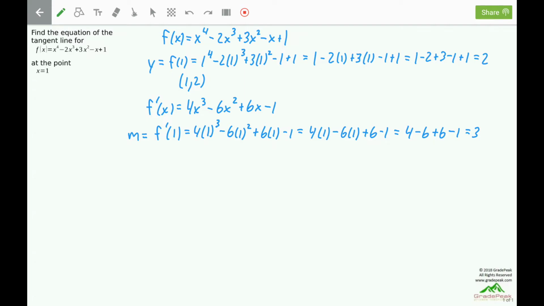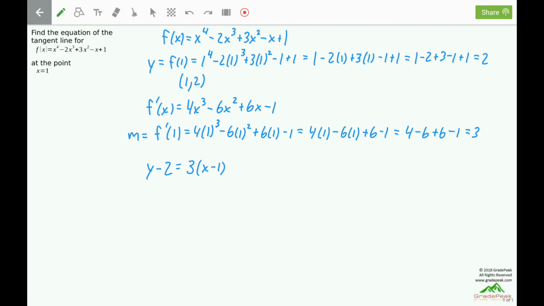To set up the equation of the tangent line, we're going to make use of the point slope formula, and that will be y minus the y coordinate of the point, that's back up here, y minus a 2 equals the slope, we just found that, that's a 3, times x minus the x coordinate of the point, that's back up here, that's the 1. This is known as the point slope formula.